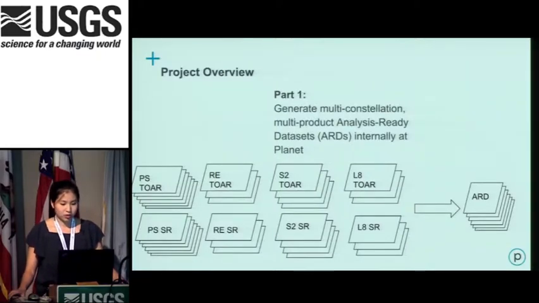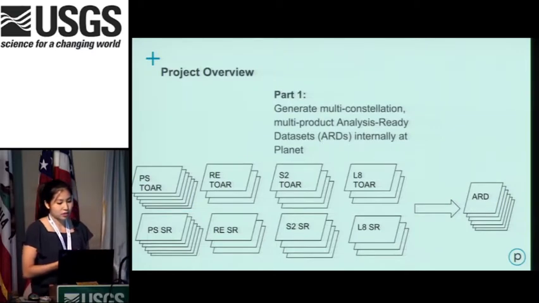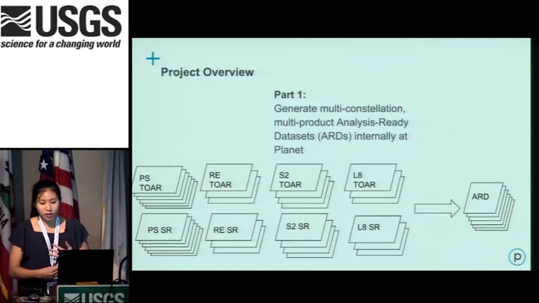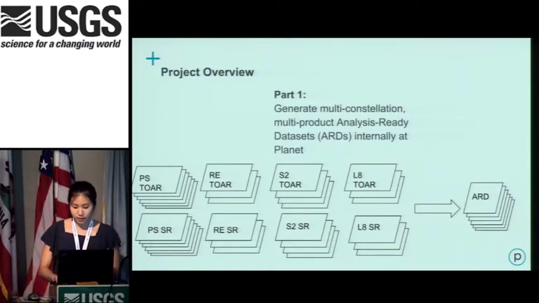So my work this summer panned out in 2 different parts. Part 1 was to first find a way to generate multi-constellation, multi-product analysis-ready datasets internally at Planet. So what this means is basically using Planet's internal tools to be able to generate an ARD stack with the different constellations like PlanetScope, RapidEye, Sentinel-2, Landsat 8, and for both surface reflectance and top-of-atmosphere reflectance.